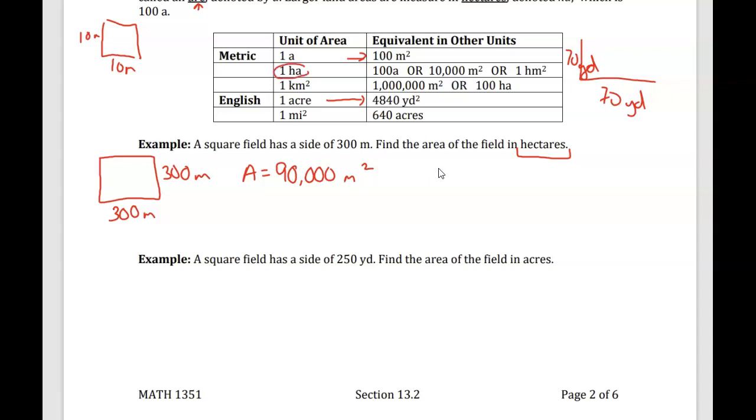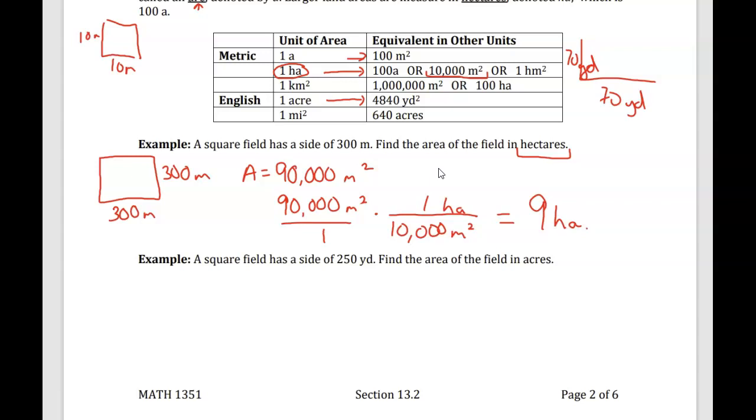Well, this is a hectare, and a hectare is equal to 10,000 meters squared. So I start with 90,000 meters squared over 1. And I want to put the meters squared on the denominator is equal to 1 hectare. 90,000 divided by 10,000, that gives me 9 hectares. So a field that is 300 meters by 300 meters is 9 hectares.